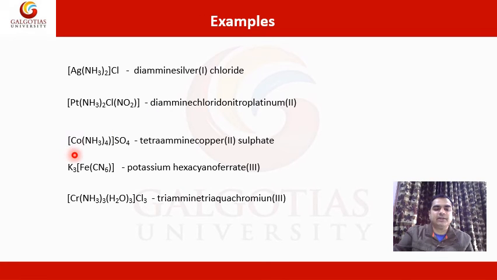If we take another example, like [Co(NH3)4]SO4, in this case the central metal atom is cobalt, which has four ammonia molecules within the coordination sphere, while sulfate is present outside as the ionization sphere. So what is the name of this one? It can be written as tetraamminecopper(II), because copper is present in the +2 oxidation state. That's why we put II in Roman numerals in the parentheses after the name of the metal. So tetraamminecopper(II) sulfate. Similarly, we can give the other examples. These are the names of the other examples.